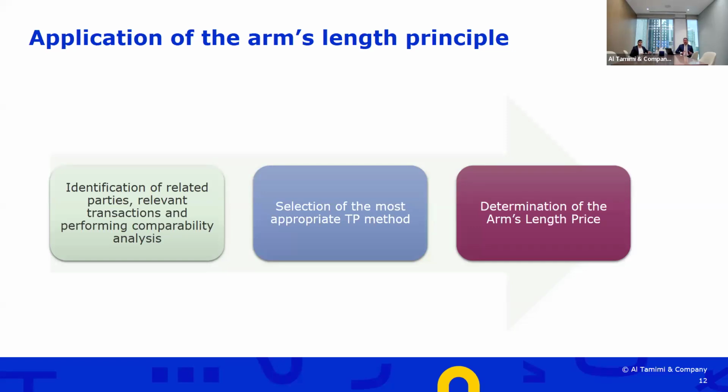And once someone has selected the most appropriate TP method for that transaction, in our example, services from Spain to the UAE, most likely a common TP method to use in that case can be the transactional net margin method to test the arm's length nature of this transaction. The next step is the determination of the price. So this is very transaction specific. It depends on the type of transaction and the type of TP method that has been selected. But in a nutshell, these are the three steps that can lead to an arm's length price.